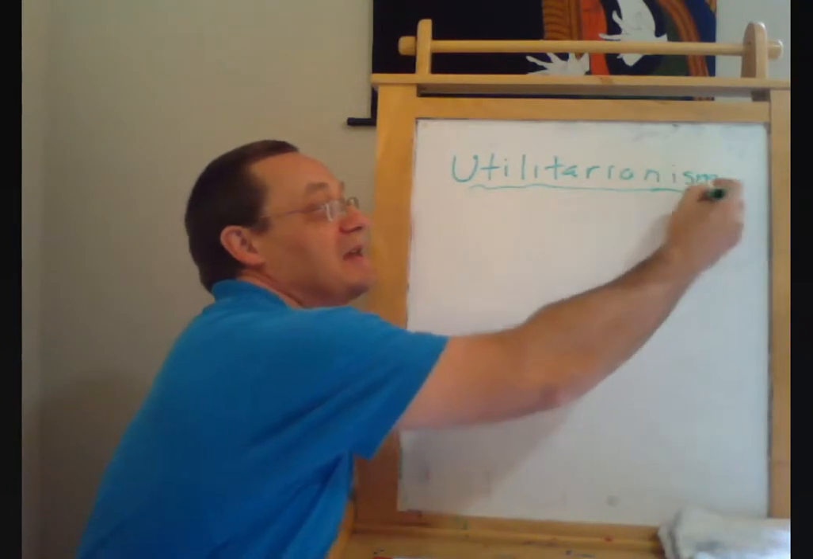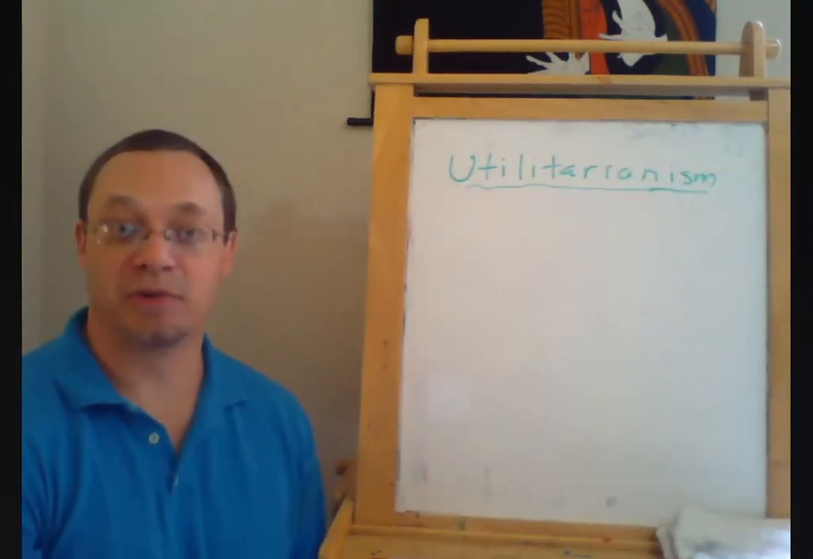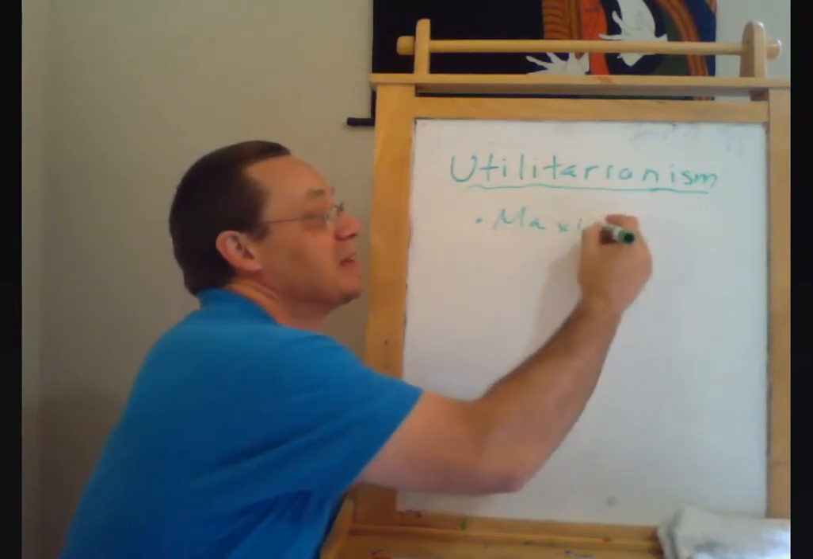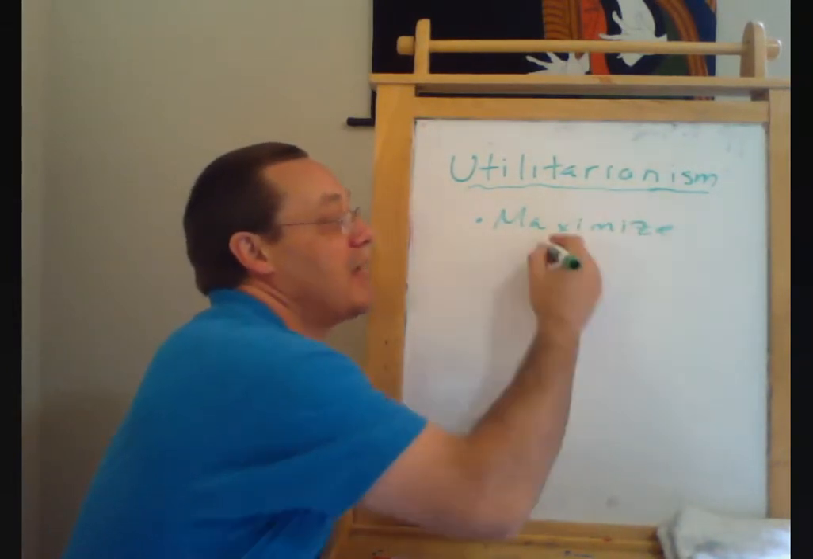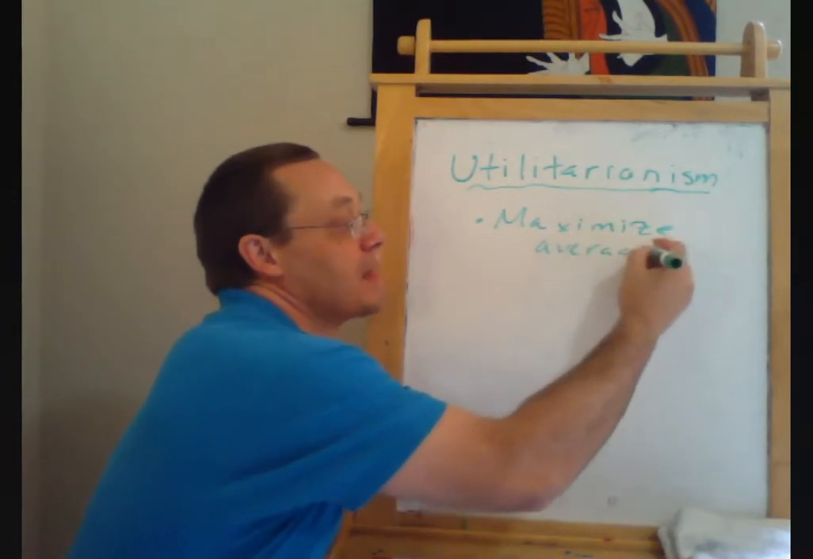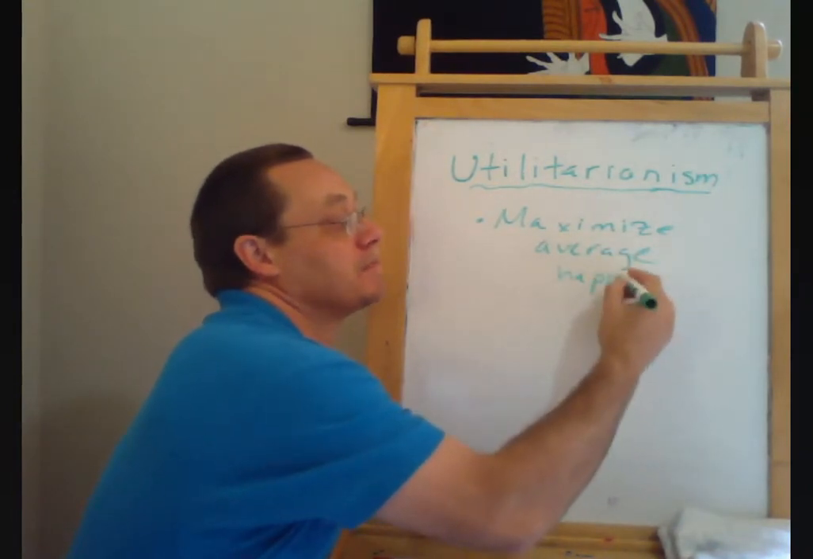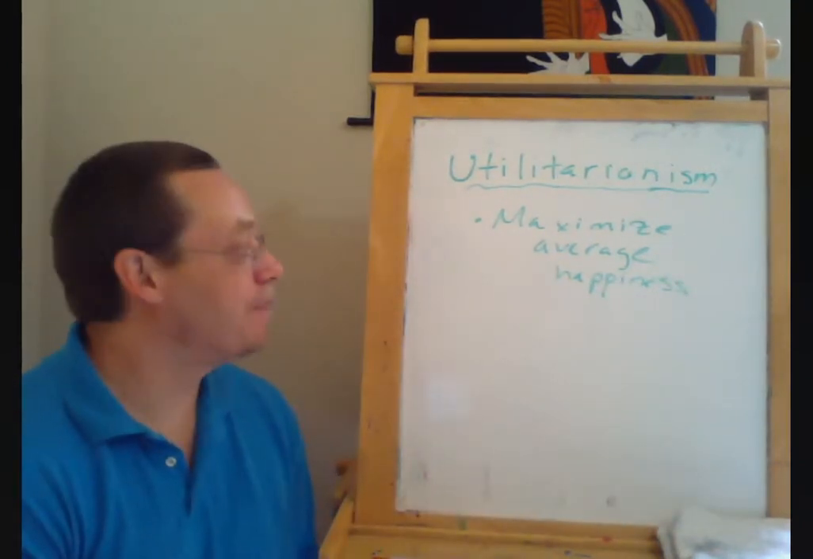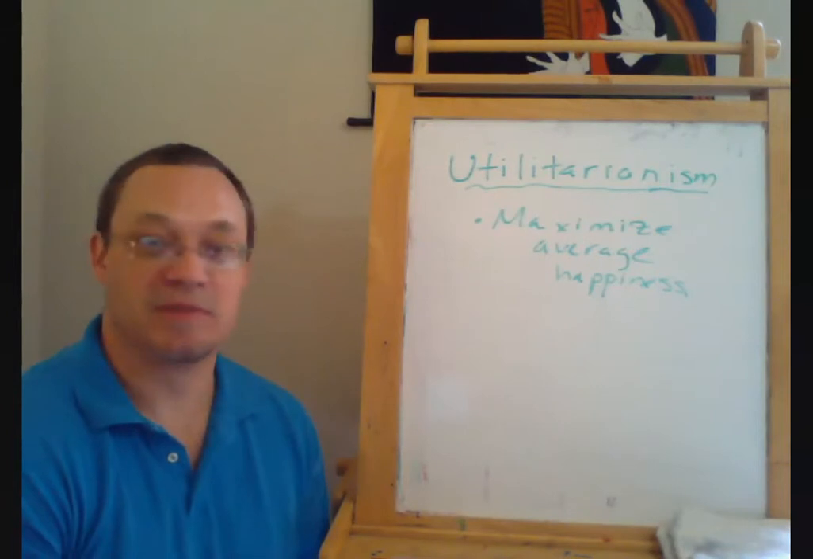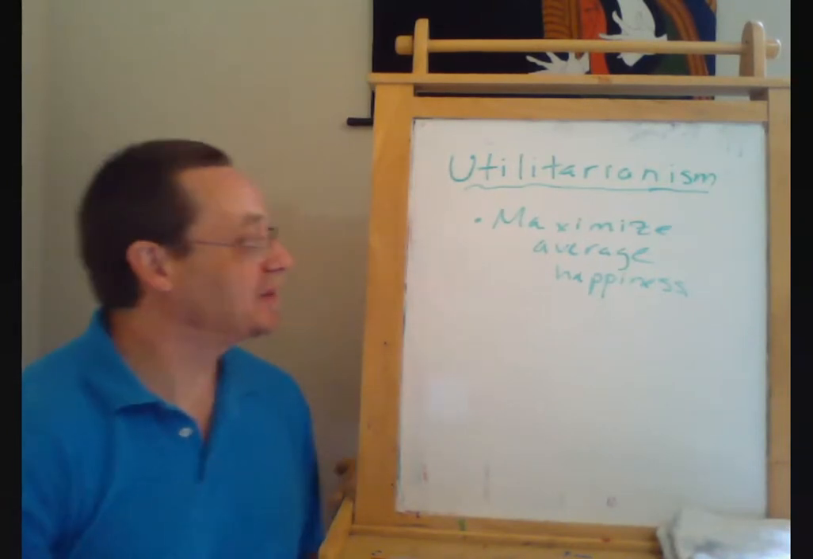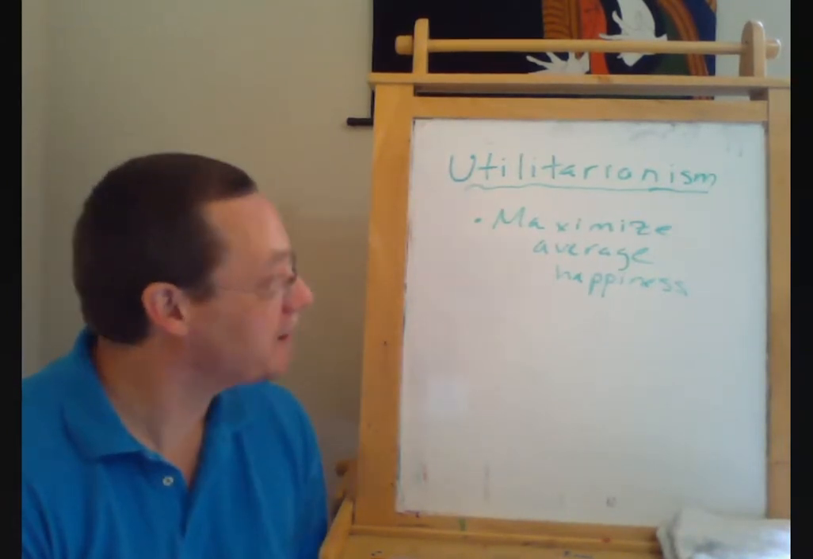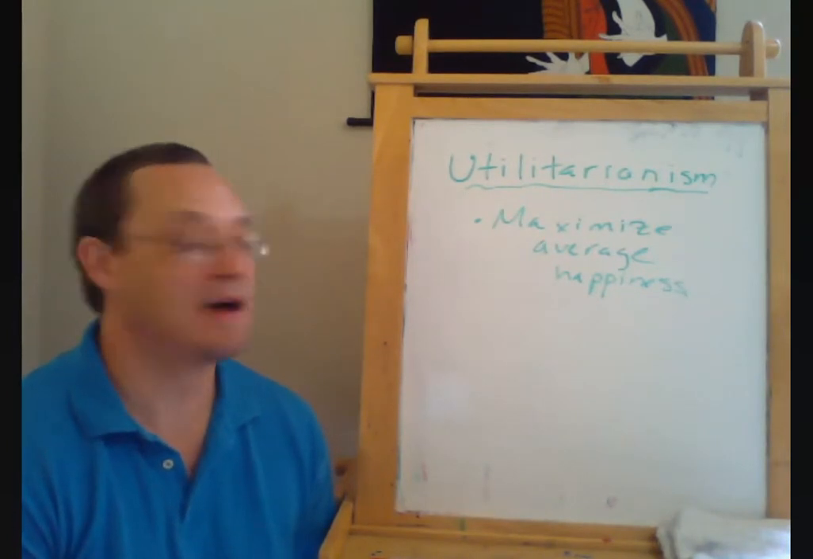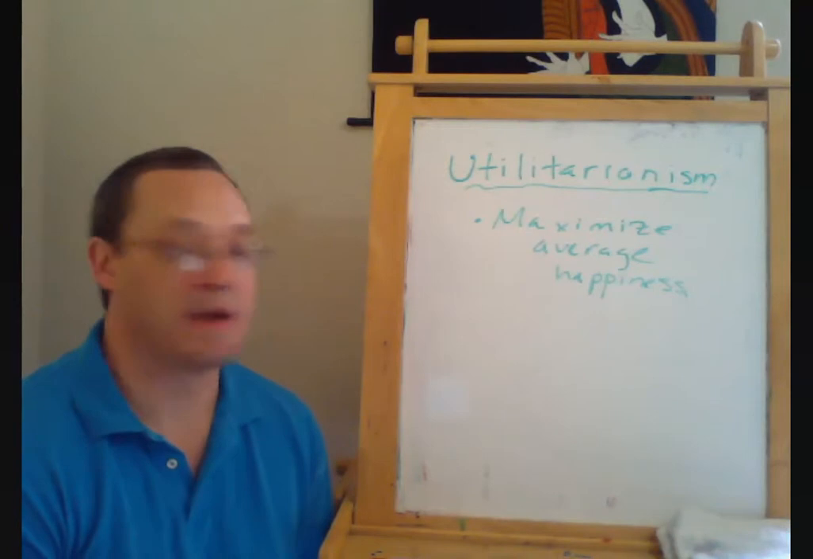The basic idea of utilitarianism, and there's a couple of different variants here, is to maximize average happiness, which sounds very sensible, and very simple. Let's just do that, and why wouldn't we do that? When we actually start doing this, some unexpected problems arise.